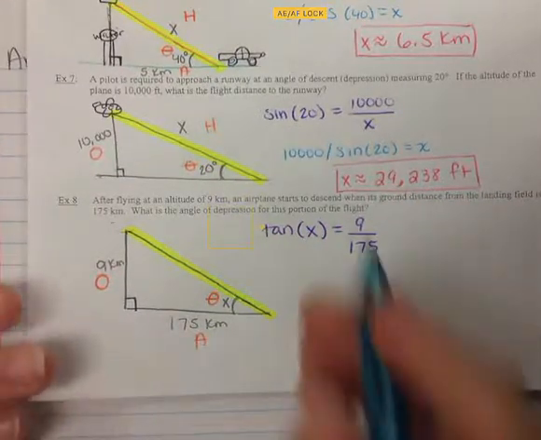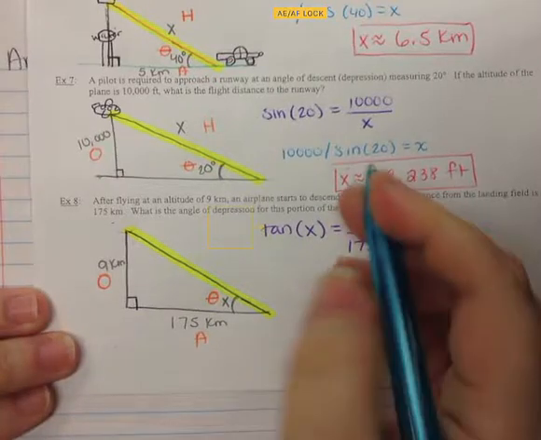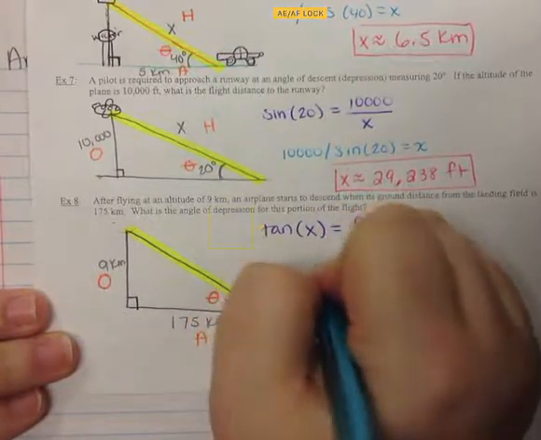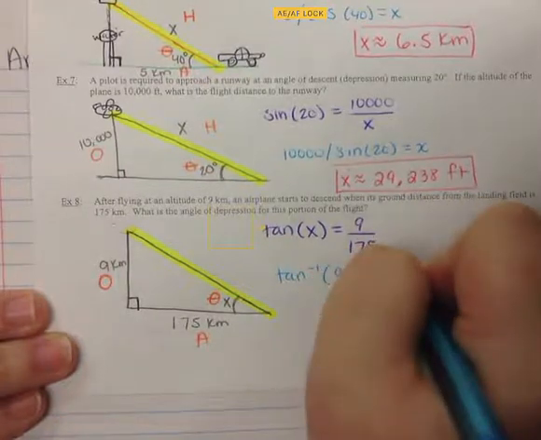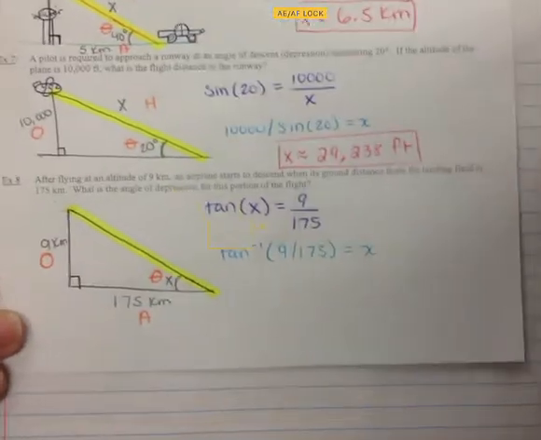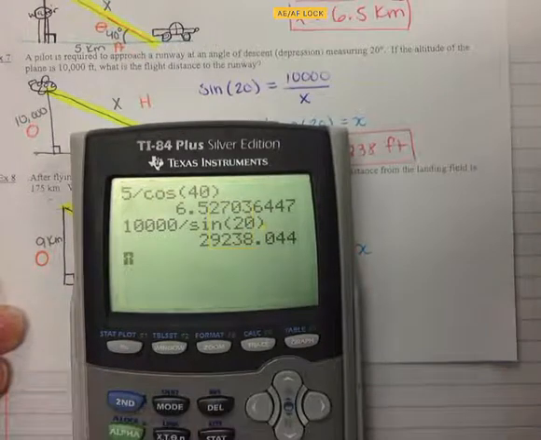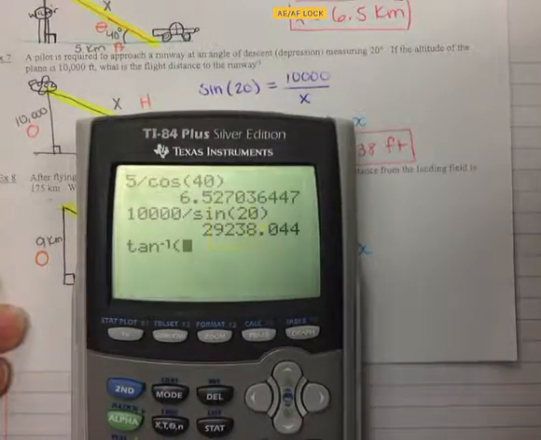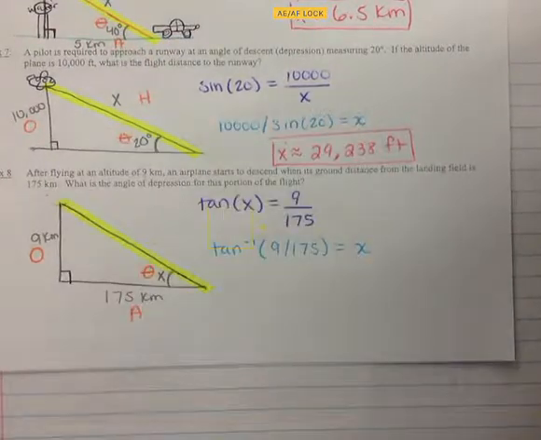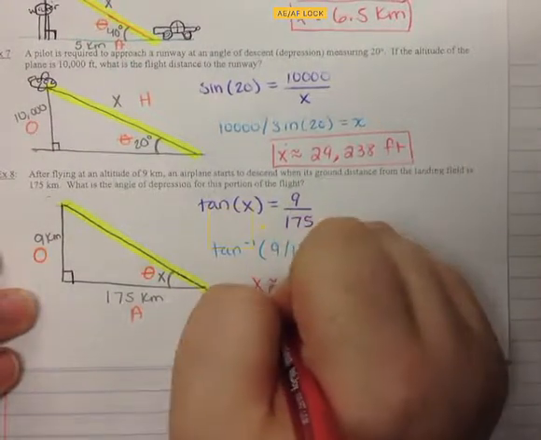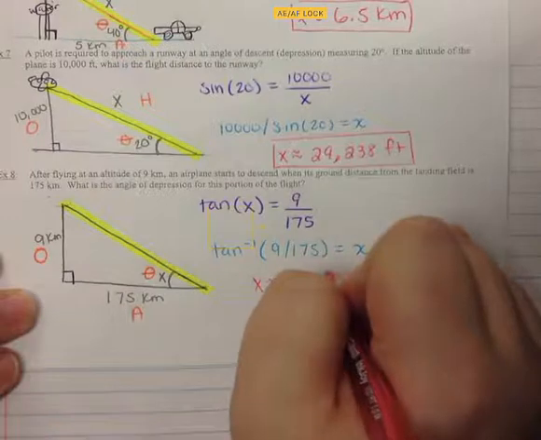So because we're finding our theta, we're finding our degree, we do the tan inverse of our fraction, 9 over 175. And that'll give us our x. So we do second tan of 9 divided by 175, and we get approximately 2 9/10 degrees. So x is approximately 2 9/10 degrees.